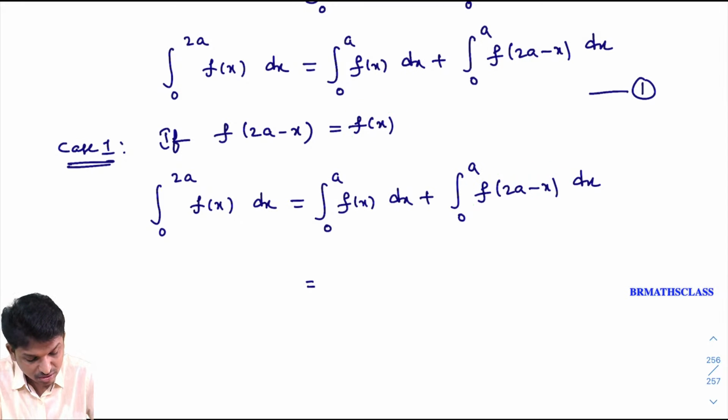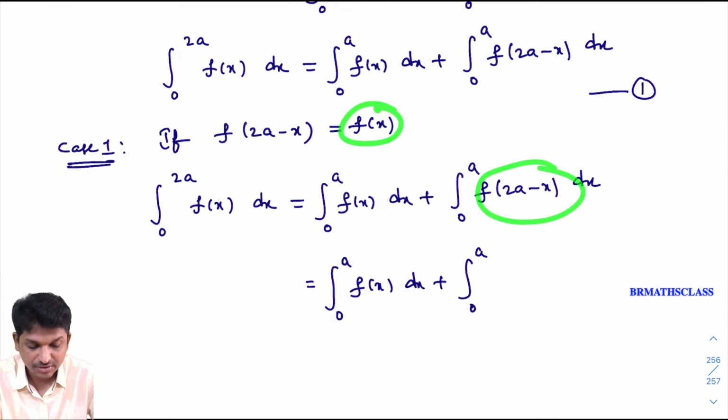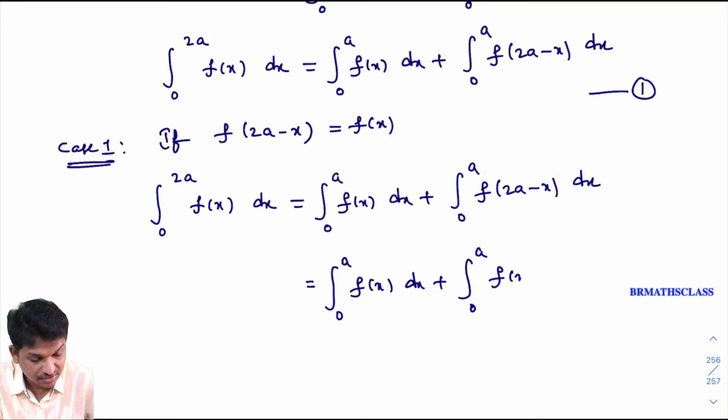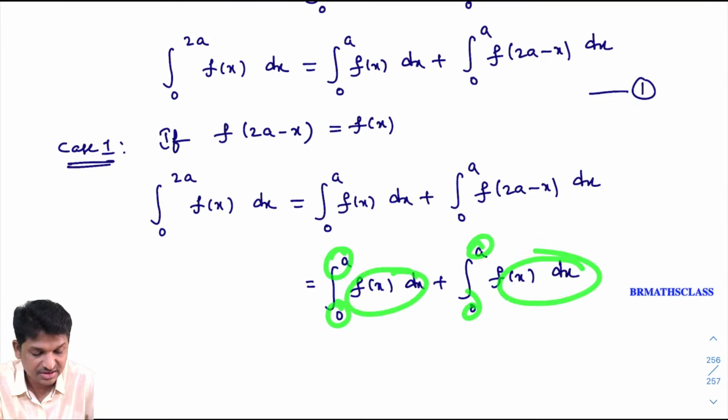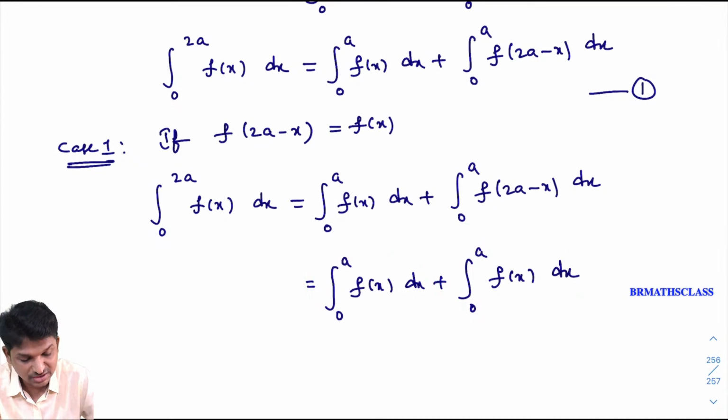That equals integral of 0 to a f of x dx plus integral of 0 to a f of 2a minus x, which is f of x in this case. So in place of f of 2a minus x, you write f of x dx. Look here, 0 to a f of x dx, 0 to a f of x dx. Same thing is there. Apple plus apple is 2 apples, right? x plus x is 2x. So if we add these two things, what will you get? 2 times integral of 0 to a f of x dx.